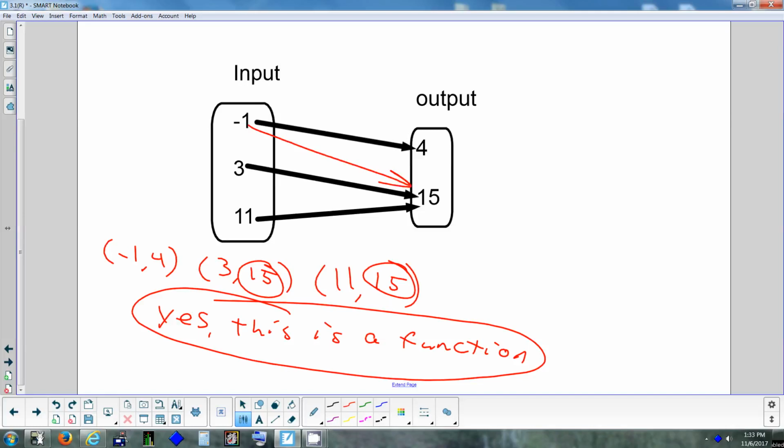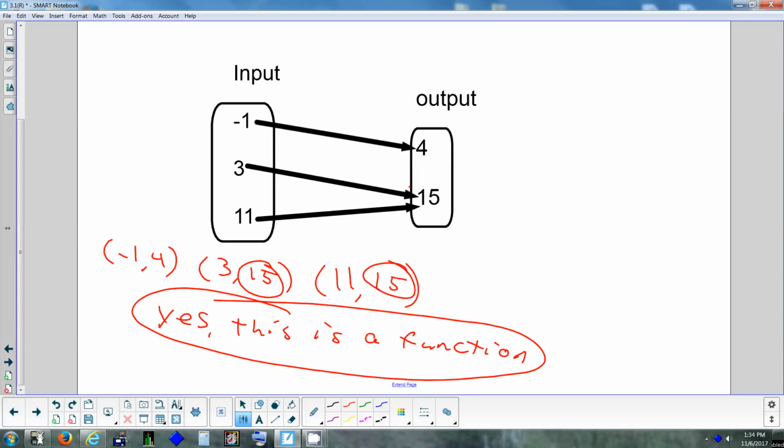So you'd have -1, 4, you'd have -1, 15. Now you have a repeat, okay? So that's how you can tell by looking at a picture if it's a function. Make sure there is only one arrow coming from each number on the left.